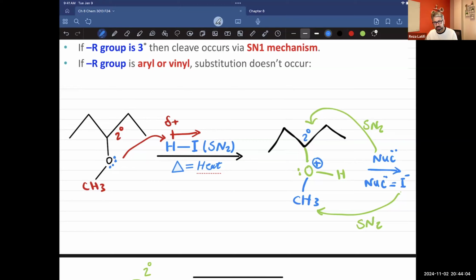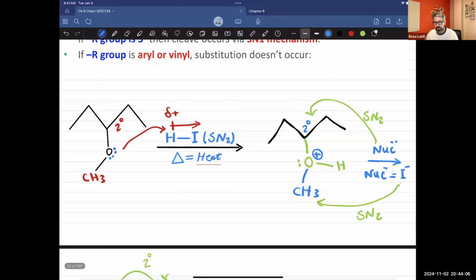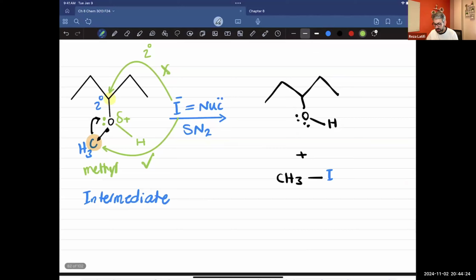And then they did not mention how many moles of HI they used. Okay, the assumption is going to be 1 mole of HI, if they don't mention anything. And so I'm going to say, if they use only 1 mole of acid in the presence of heat, in that case, we will get alcohol plus alkyl halide.